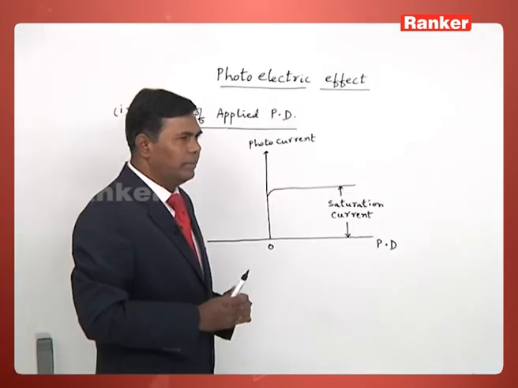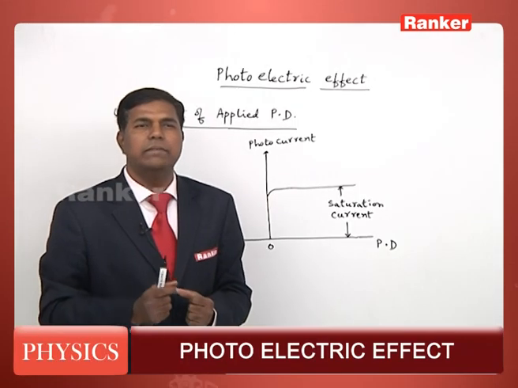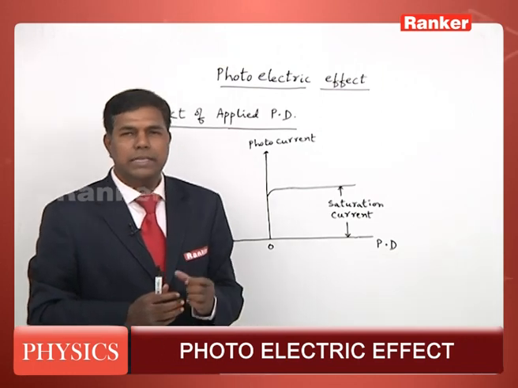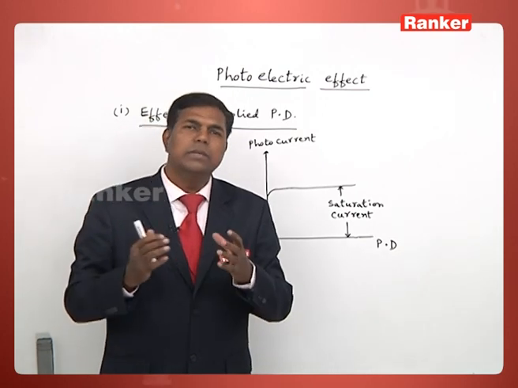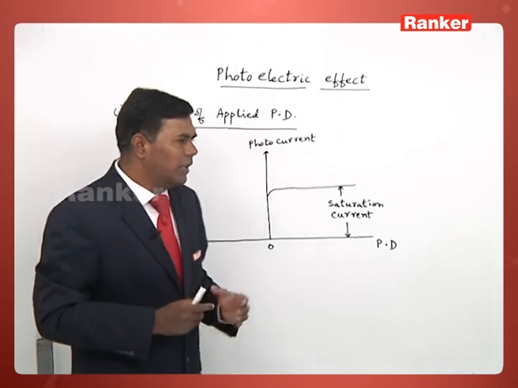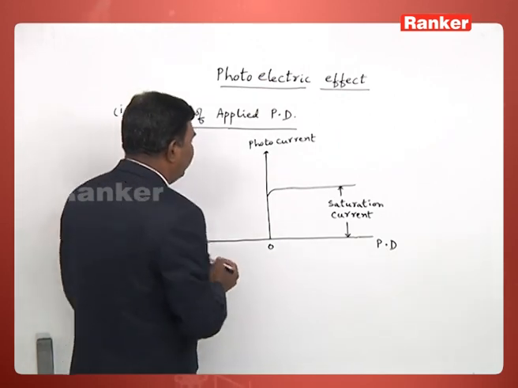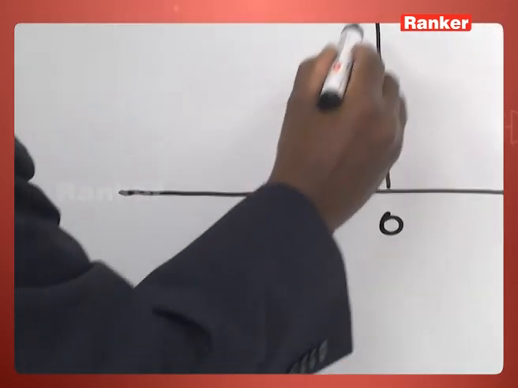That is one point. Next, suppose you reverse the polarity of the battery, what will happen? That is, the cathode is connected to the positive terminal and the anode is connected to the negative terminal. In such a case, what will happen? Generally, that is also observed on the graph. The graph looks something like this, that is, on the negative x-axis.